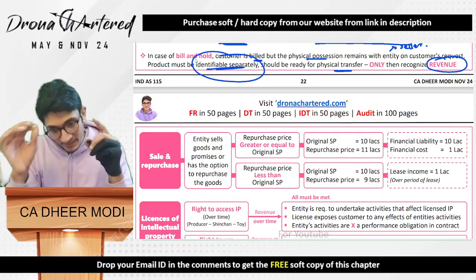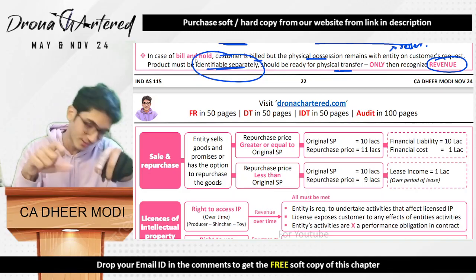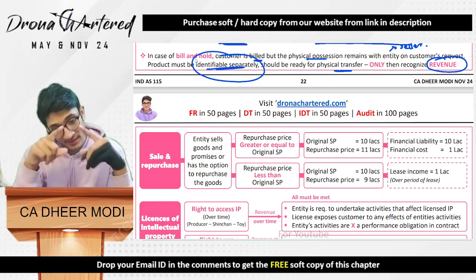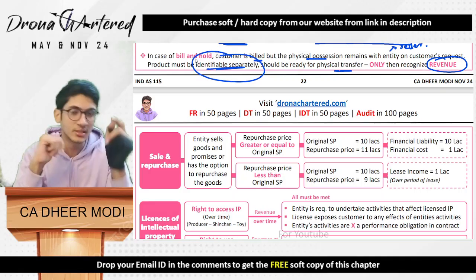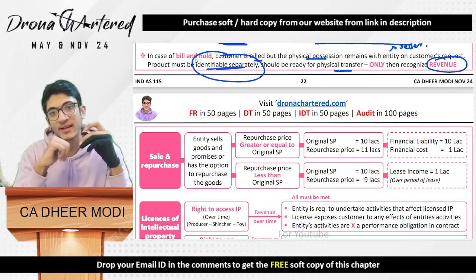My horse was separately identifiable because I want only this horse. If tomorrow this horse dies, I cannot take another horse because control has actually been transferred, just physical possession is with the person. Therefore, because the control is transferred, revenue can be recognized.